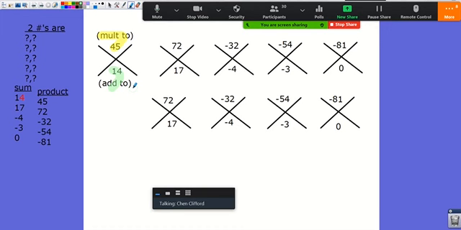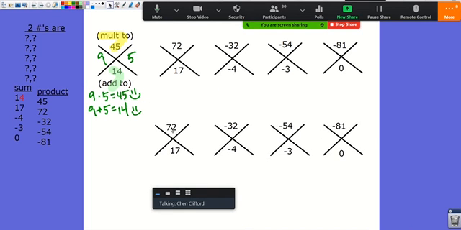Okay, the two numbers that you should have gotten are 9 and 5. Okay, because 9 times 5 equals 45. That matches. 9 plus 5 equals 14. Okay, and that matches.